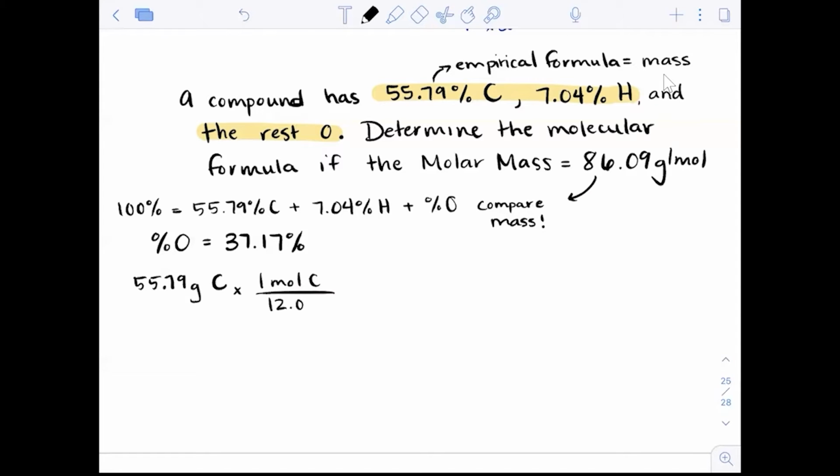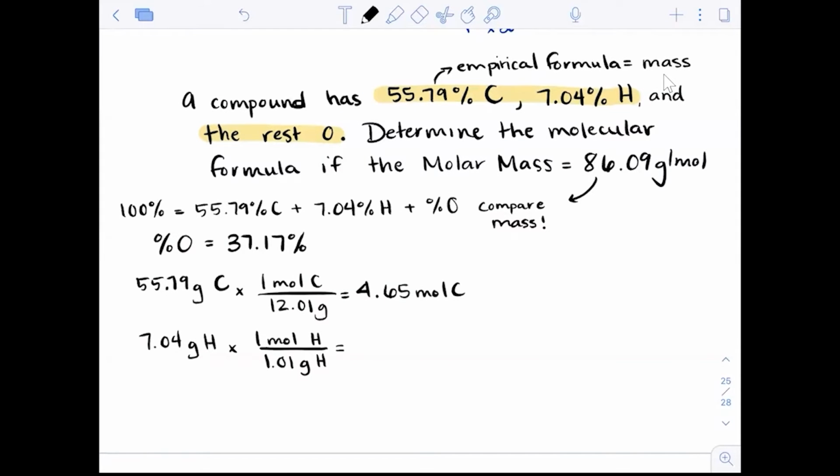We could convert that to moles. So we're getting 4.65 moles carbon. Same for hydrogen. Make sure we're not using any diatomics here. This is not a diatomic type question. This isn't a reaction. This is just looking at the elements that are composed in this sample. 6.97 moles each.